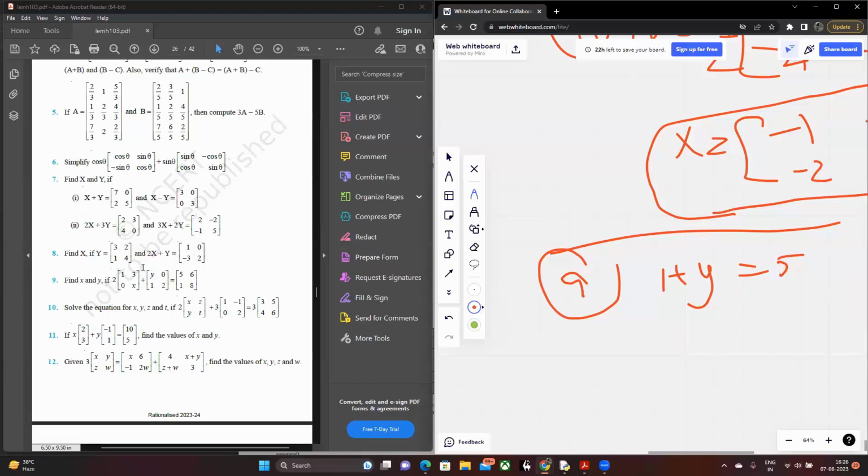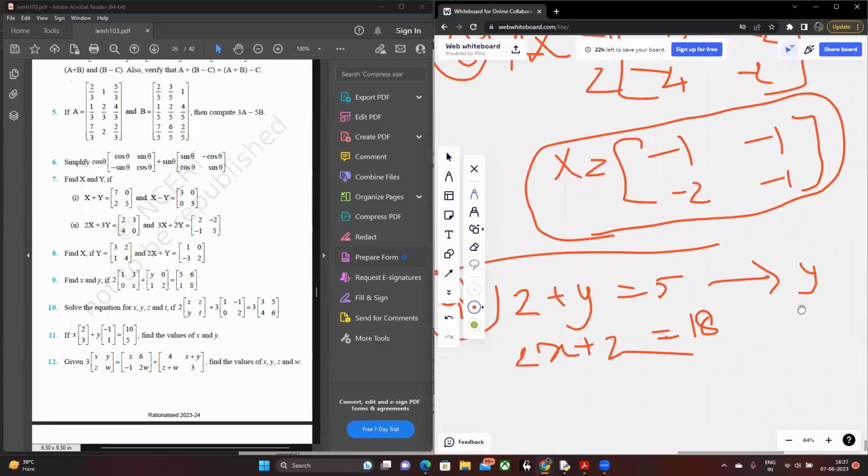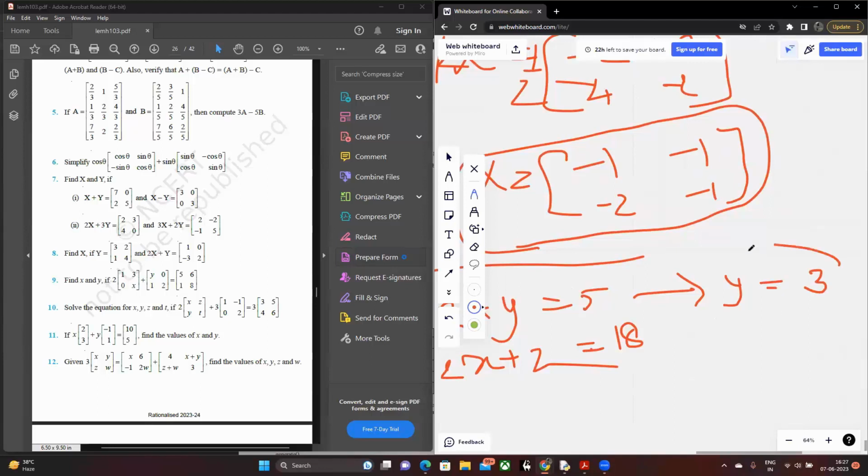Wait, no, this is 2 into this, right? So this is going to be 2 plus 5. Let's just say this. 2 plus y is 5. And then 2 into 3 is 6 plus 0 is 6. 2 into 0, 0 plus 1 is 1. And 2x plus 2 is equal to 18. Right? From here, you get that y is equal to 3.